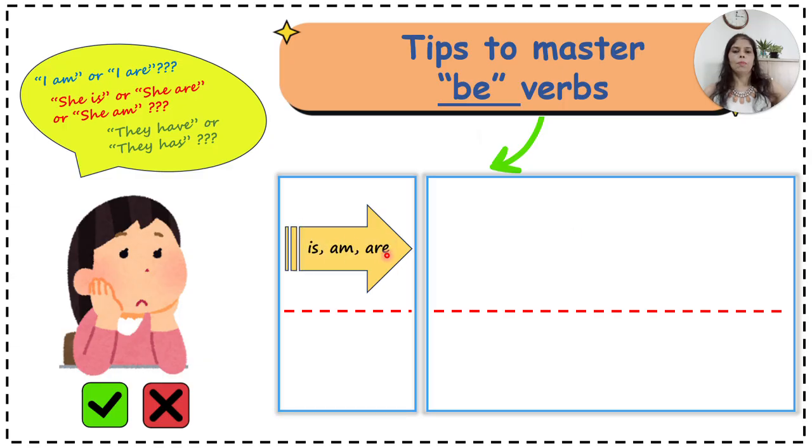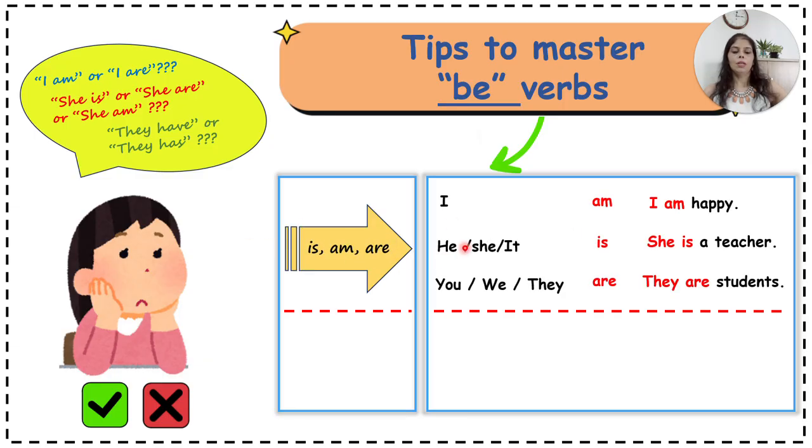Wherever it is am, is, are, you use this. With I, you will always use am. I am happy. With he, she, it, you will always use is. She is a teacher. With you, we and they, you will always use are. They are students. We are going to a picnic tomorrow, right?